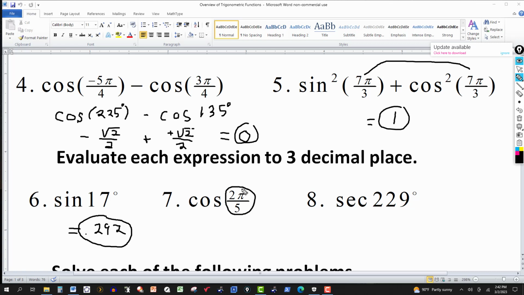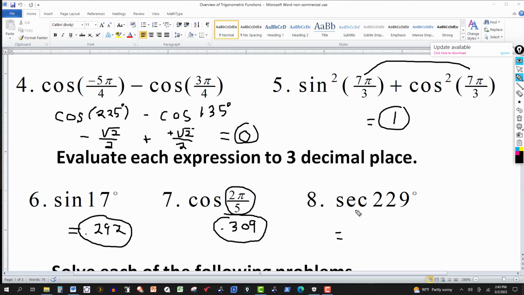So when I use the calculator, set your calculator to radian mode, and then just enter 2 pi over 5. Hit enter, and round to 3 places. You get 0.309. So your calculator in general will have the sine function, the cosine function, and the tangent. Usually it doesn't have the reciprocals. So for something like this, you have to rewrite it.